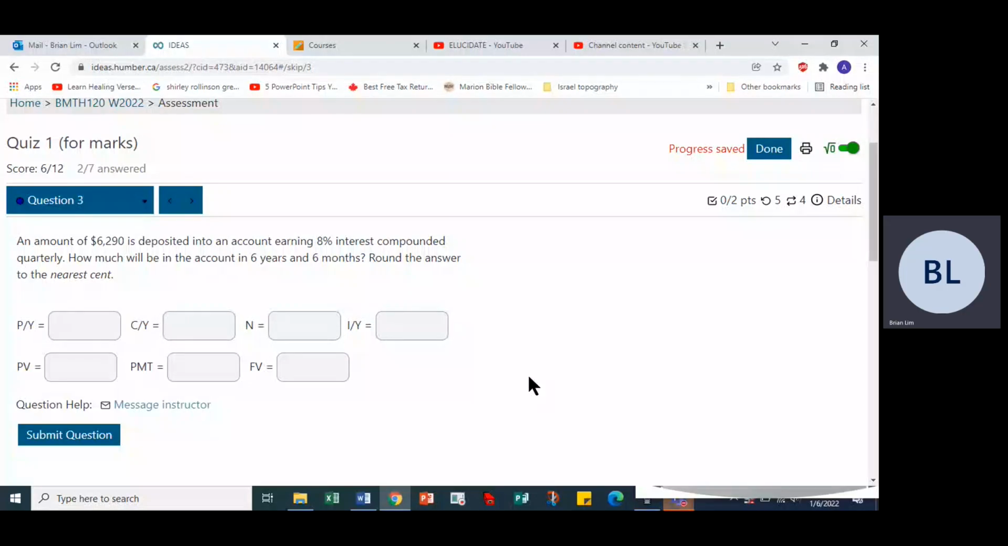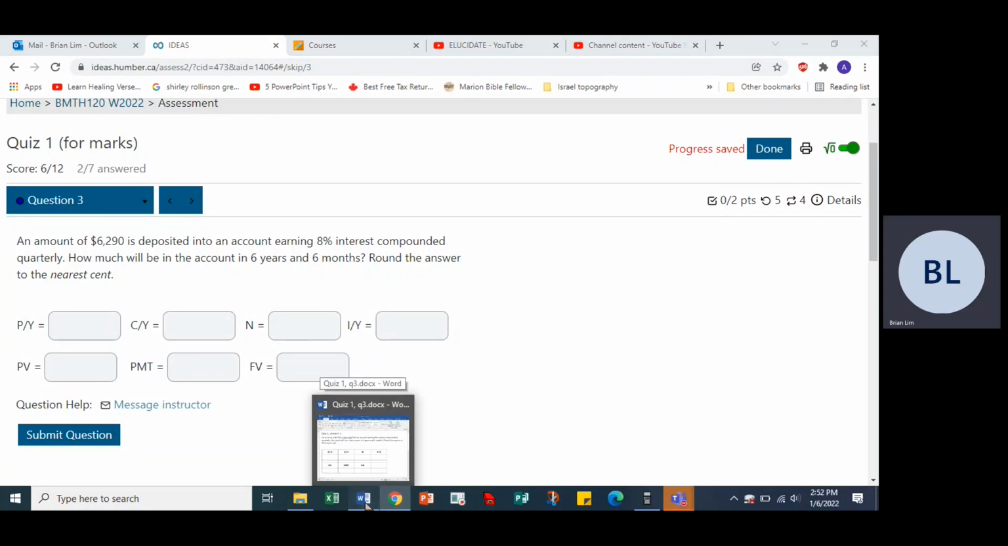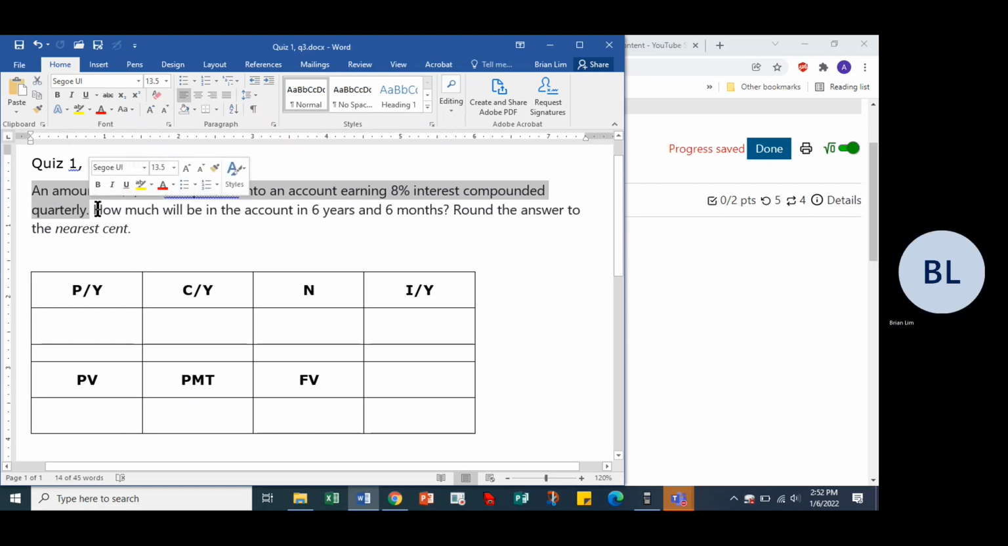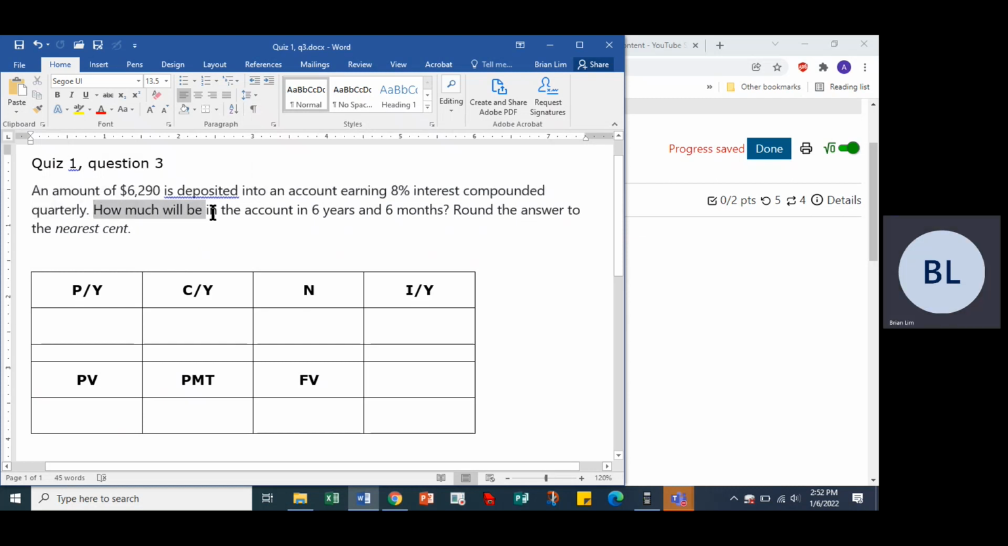Okay, quiz 1, question 3. I made a copy of the question and it's right here. An amount of $6,290 is deposited into an account earning 8% interest compounded quarterly. How much will be in the account in 6 years and 6 months? Round the answer to the nearest cent.